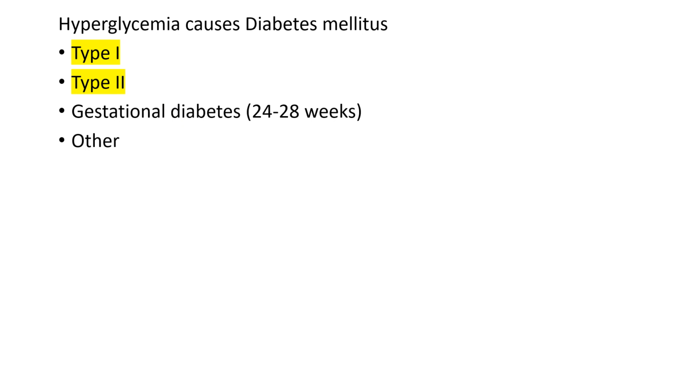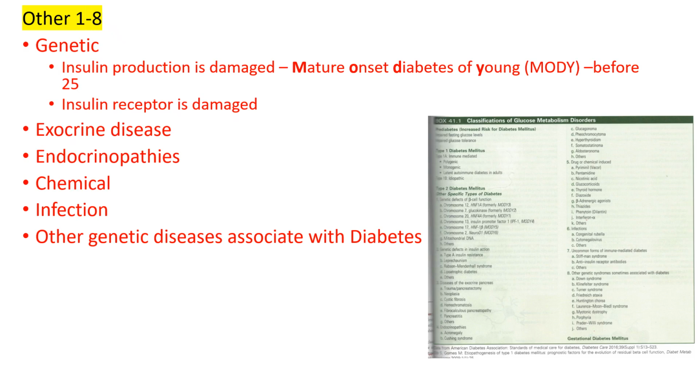And again, there's two types that we'll discuss briefly, type 1 and type 2, but there's also other types such as gestational diabetes, which affects pregnant women around 24 to 28 weeks. And we have these other cases that I'm going to show you. These are some other types of diabetes. You have a genetic component that can cause diabetes. We have exocrine endocrinopathies. Chemicals can somehow destroy cells of the pancreas, causing diabetes, and infections. Viral infections can cause it also.